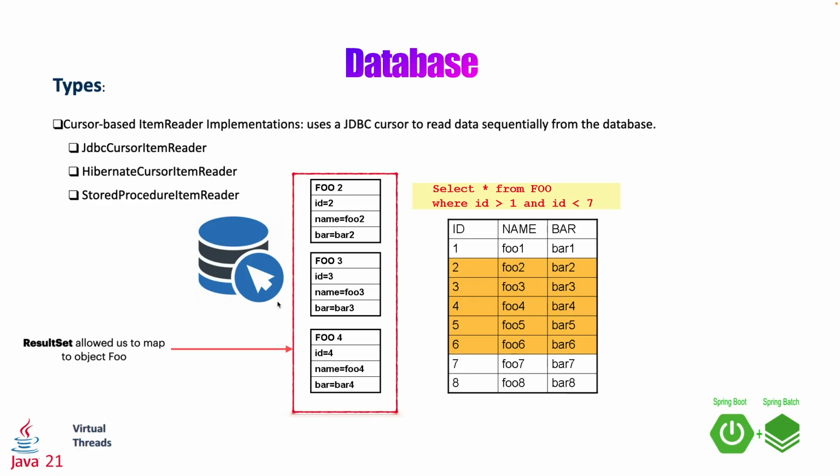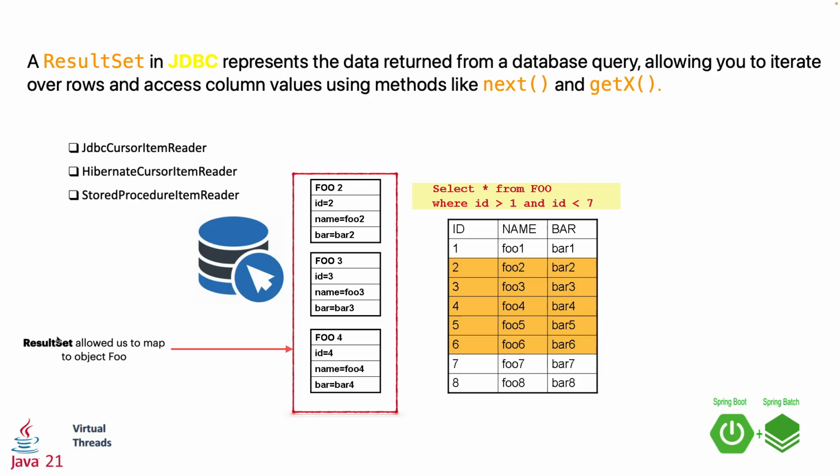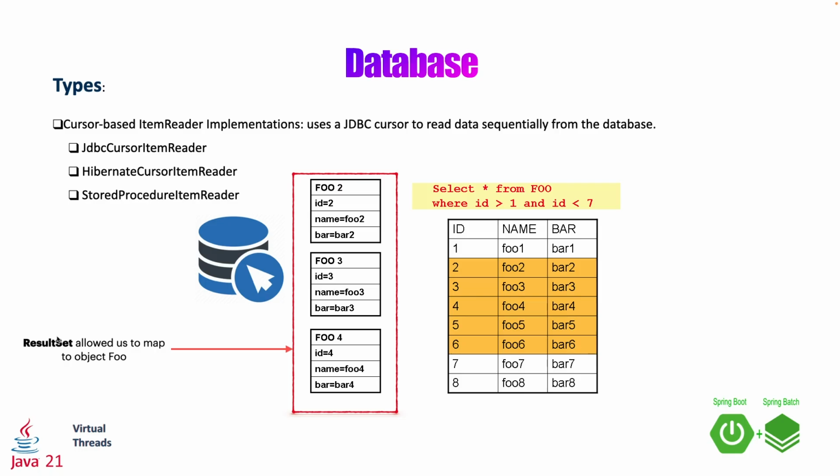So what is a result set? For those who understand pure JDBC, we know that the result set is an object that holds the data retrieved from a database query, which allows us to manipulate it later. As we can see here, the result of this query will be mapped to an object using the result set. The result set is helping us to manipulate each row as an object.